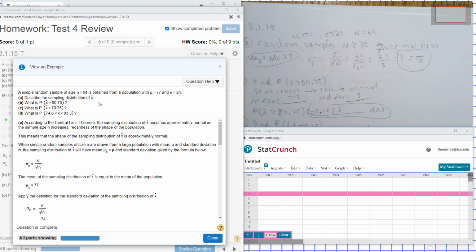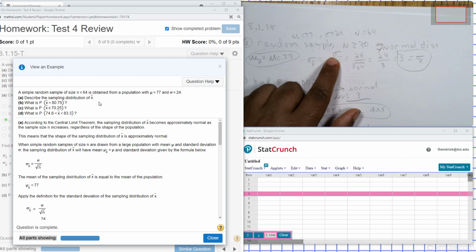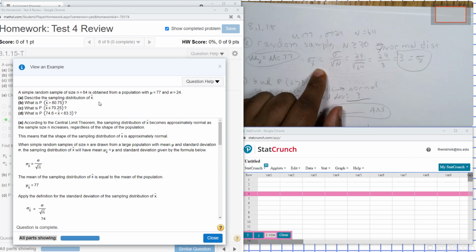The mean of the sampling distribution of the sample mean will be equal to the population mean, and then they give us a formula for the standard deviation. The standard deviation of the sample mean will be the population standard deviation divided by the square root of the sample size.